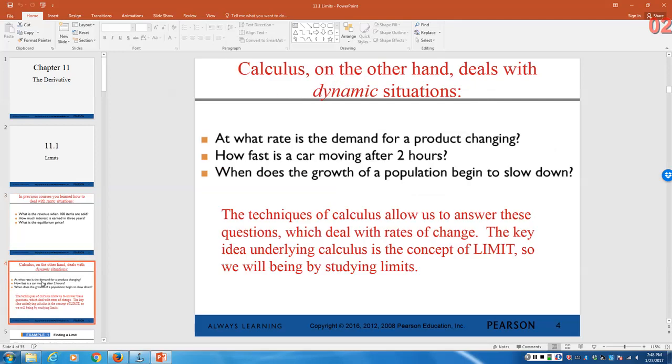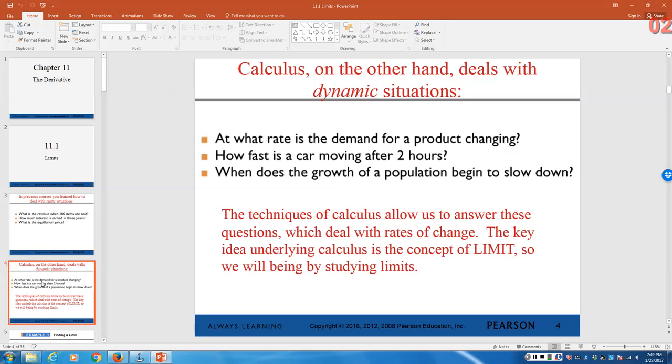In this class, things are not exactly the same kind of problem, but they're a far more realistic kind of problem. In this class, we're going to deal with dynamic situations, situations that are changing. At what rate is the demand for a product changing? Is it increasing? Is it decreasing? How fast is it increasing or decreasing? How fast is the car moving after 2 hours? When does the growth of a population begin to slow down?